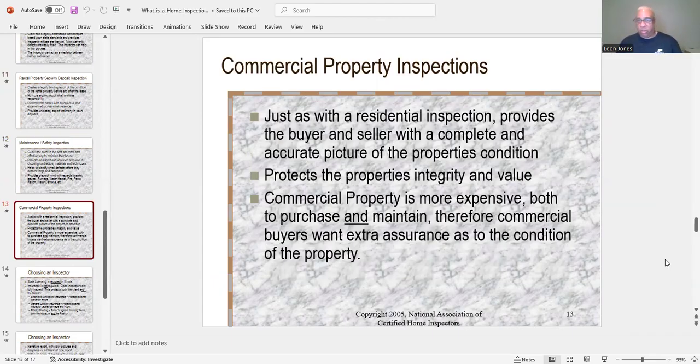So just as with a residential inspection, it provides the buyer and the seller with a complete and accurate picture of the property's condition. It also protects the property's integrity and value. Now, one thing you must understand between a residential inspection and a commercial inspection, well, commercial property is more expensive. And it's expensive because it costs more to purchase and maintain. So therefore, commercial buyers want extra assurance as to the condition of the property.